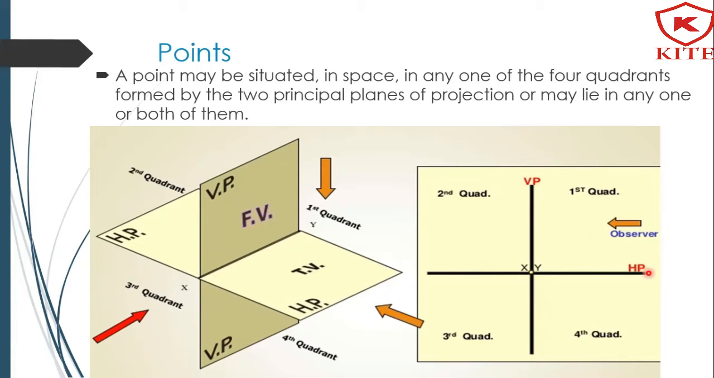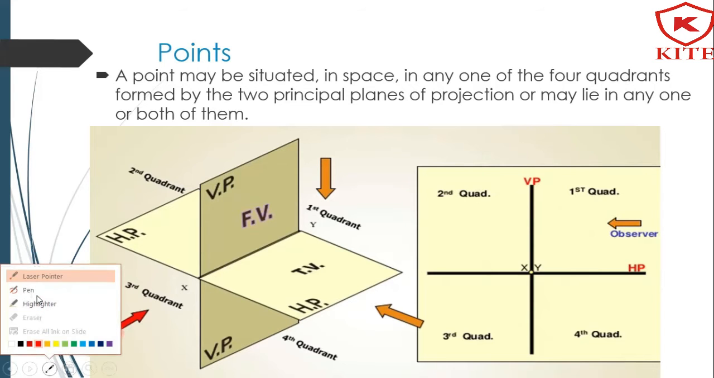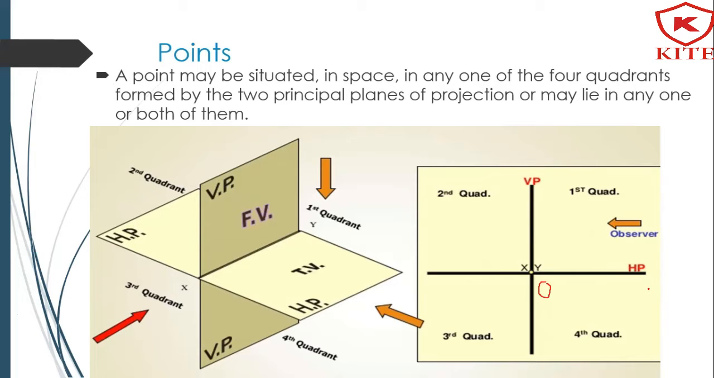The ranges are 0 to infinity and minus infinity to 0 to infinity in the respective quadrants. So any point situated in space, suppose our point is (1, 2), which means my x coordinate value is 1 and the y coordinate value is 2.